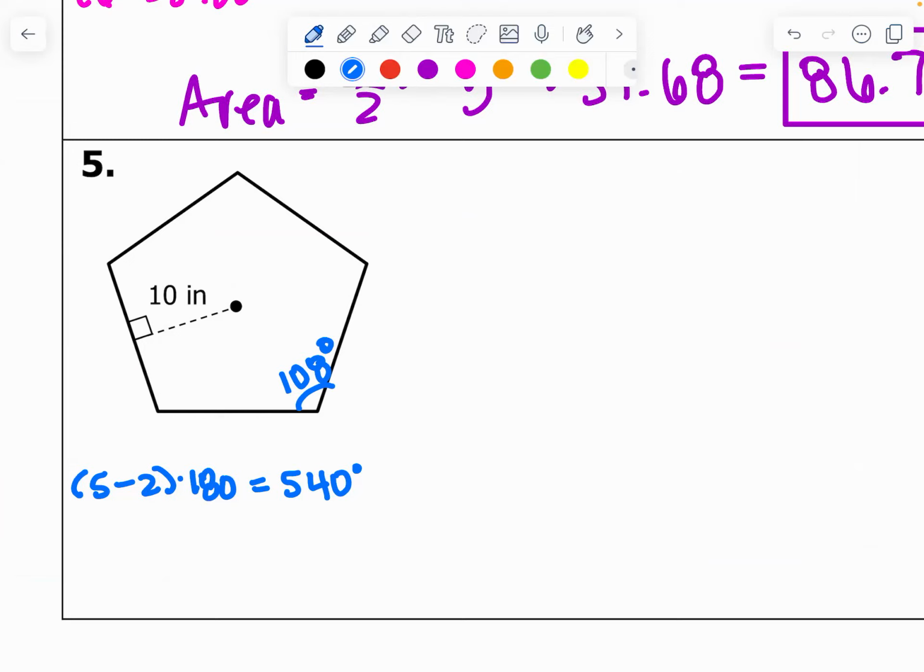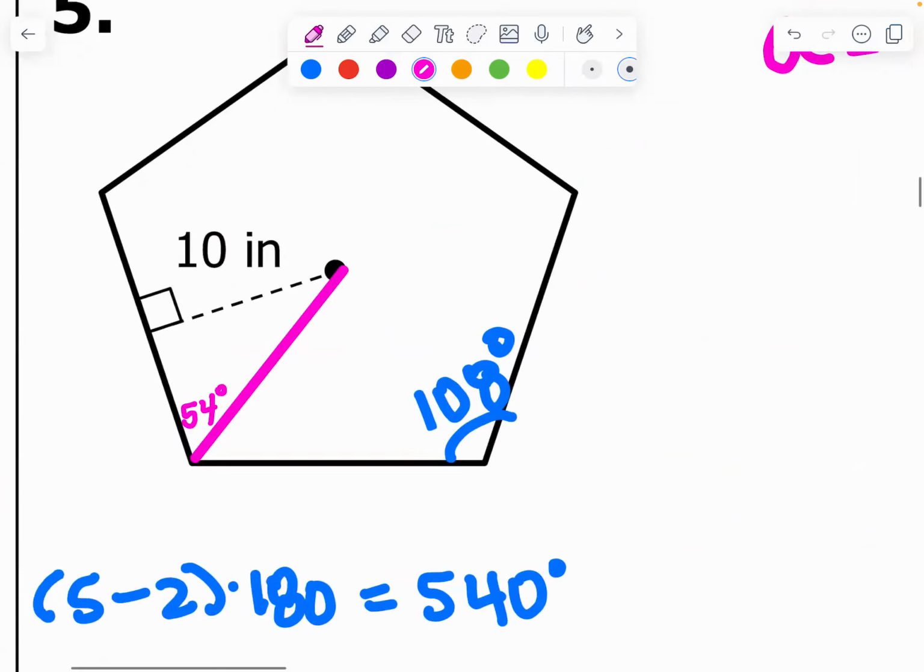Okay, so 10 is giving us our apothem, right? But if we draw in the radius, we know that this angle right here is half of 108. So it's 54. So how will we find it?